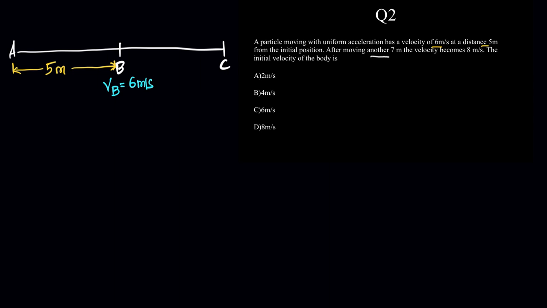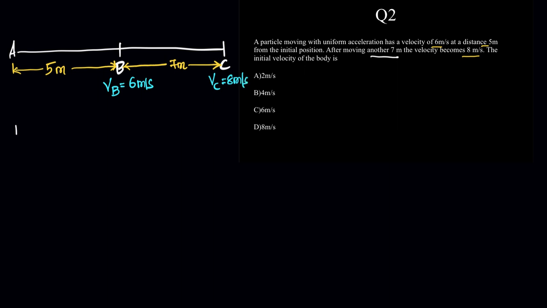Later, after moving another 7 meters, which means BC is 7 meters, the velocity becomes 8 meter per second. So VC is 8 meter per second.